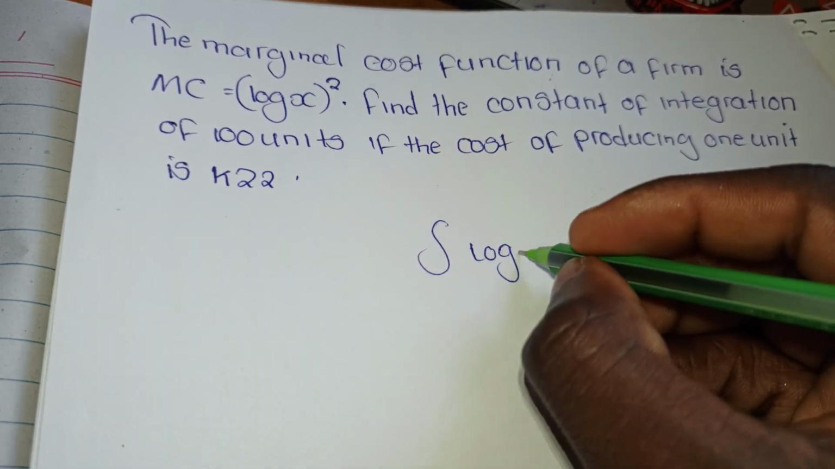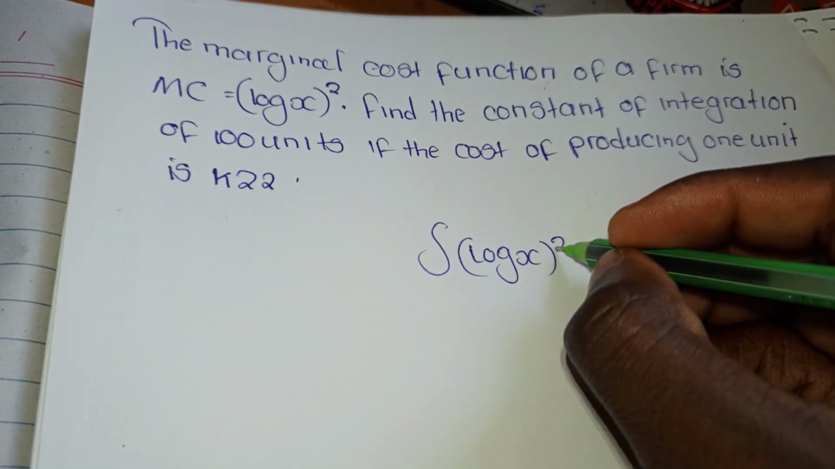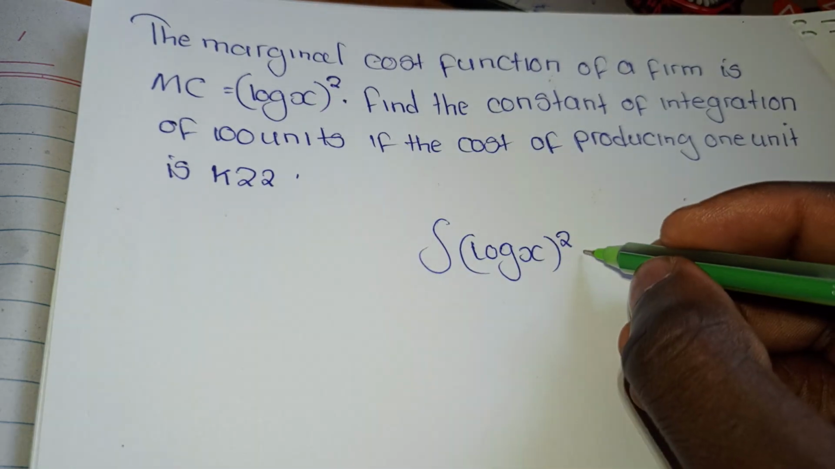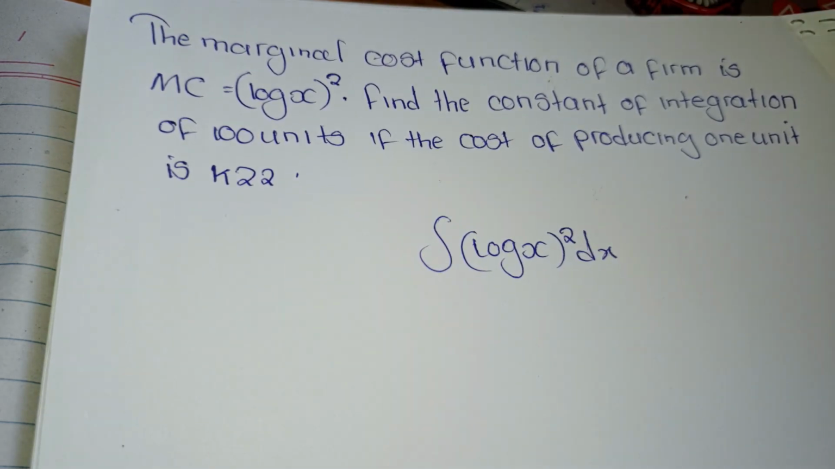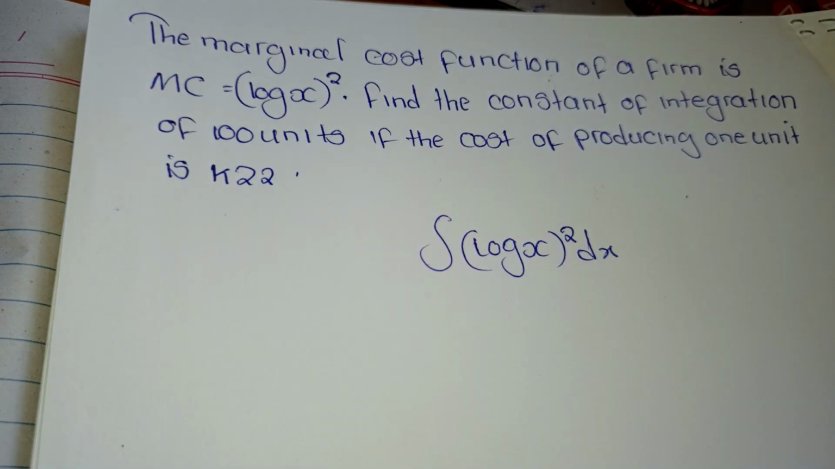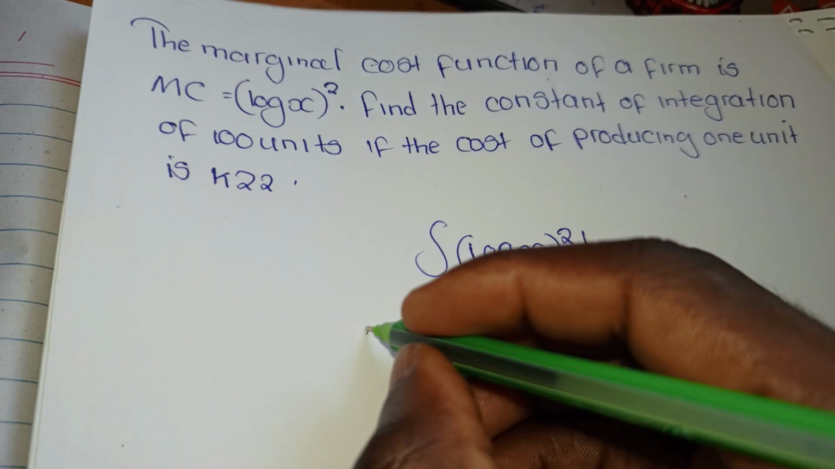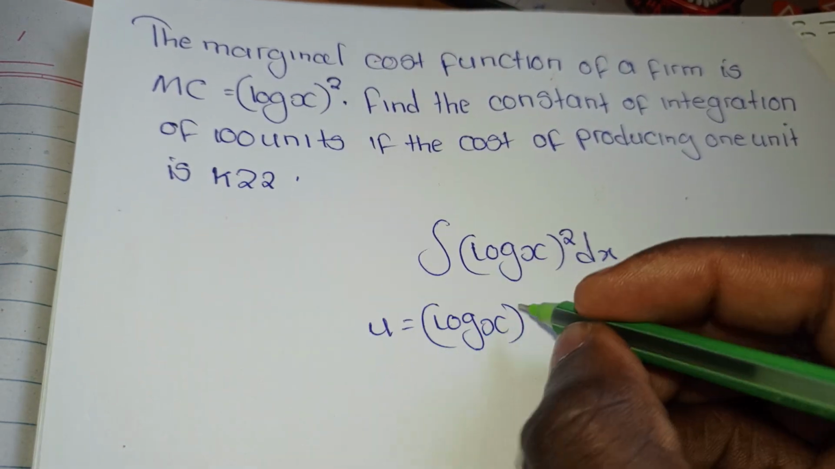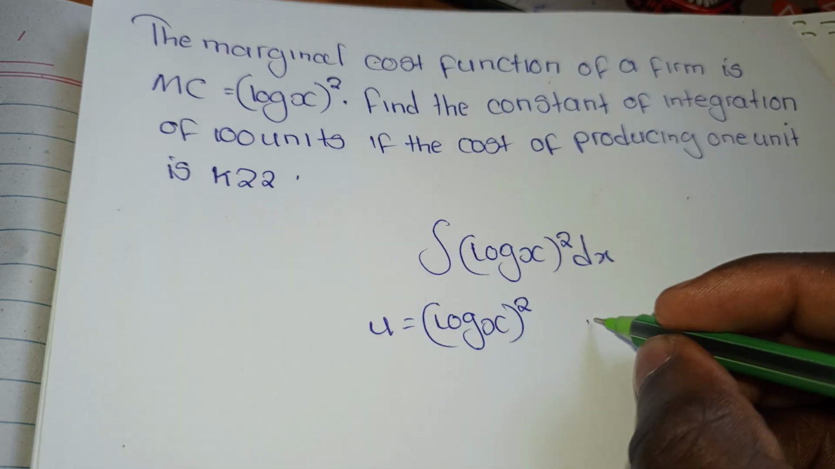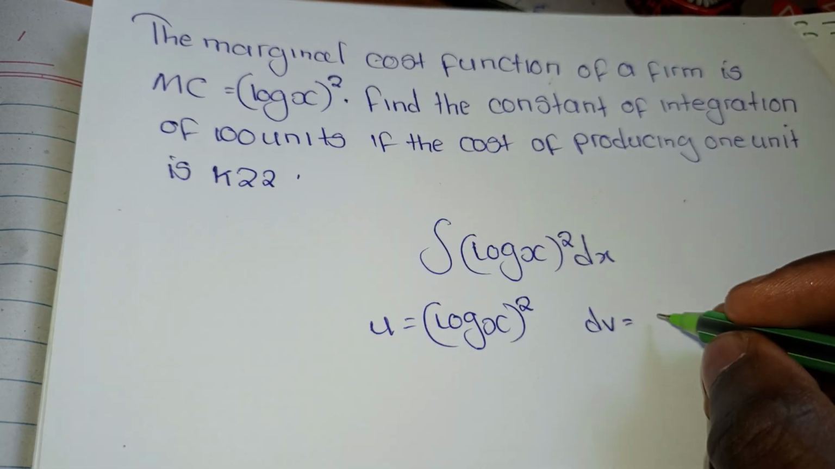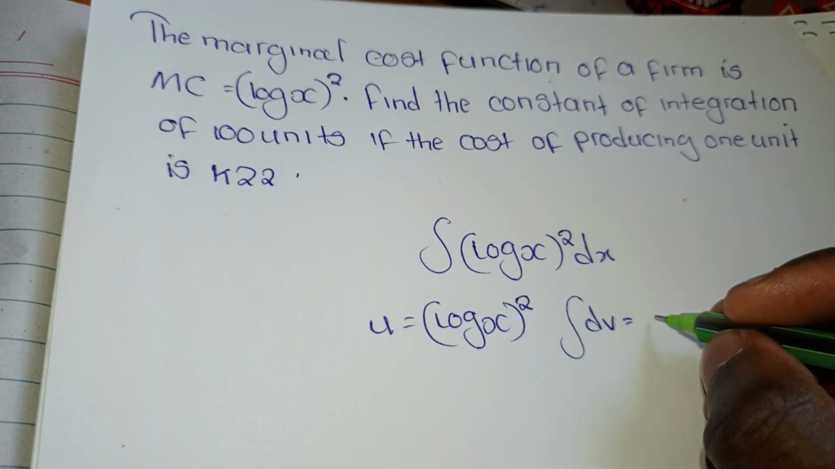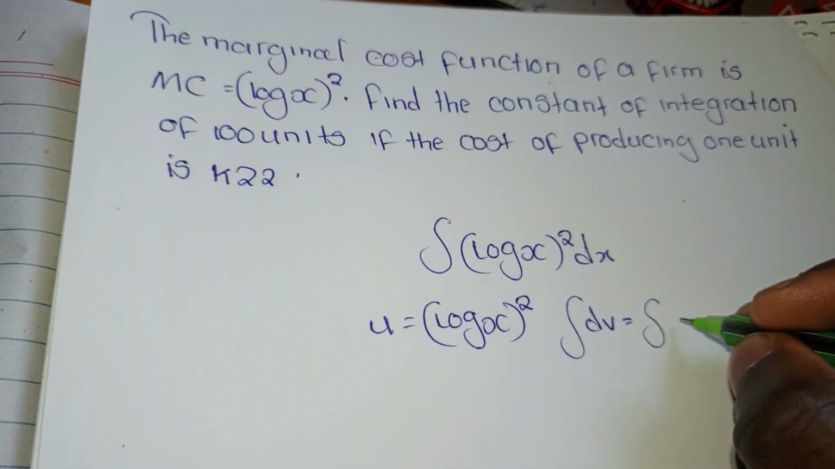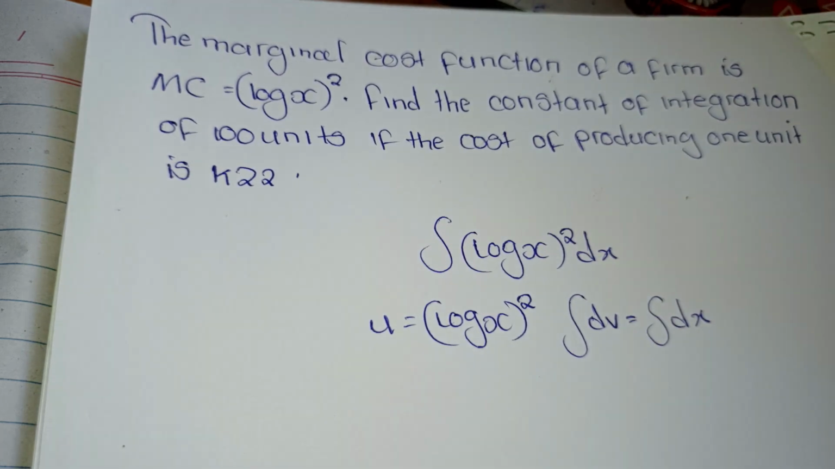function here, where we have our dx. Then for you to integrate such a function, we use integration by parts, where we know our u is (log x) squared and our dv is equal to dx, so v is the integral of dx.